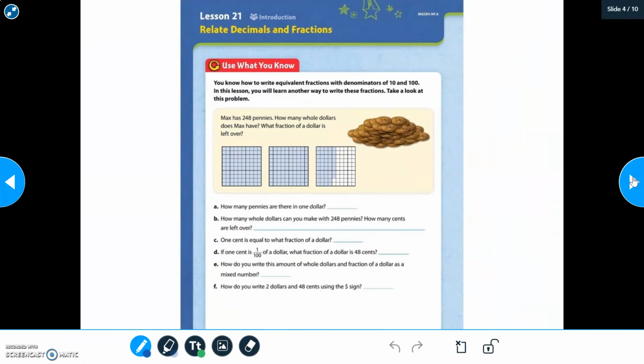All right, so let's get into a quick review of our lesson. Lesson 21, relate decimals and fractions. You know how to write equivalent fractions with denominators of 10 and 100. In this lesson, you will learn another way to write these fractions. Take a look at this problem. I'm going to give you a few seconds to read it independently.